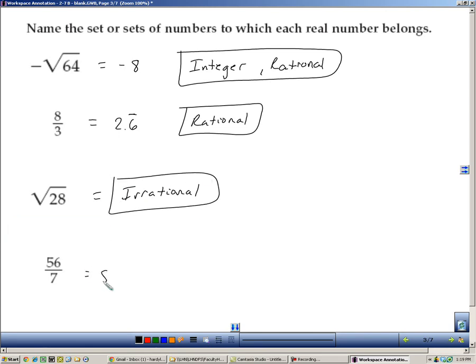And 56 over 7 is 8, which is natural. It's whole. It's an integer. And it's rational because it's a fraction.